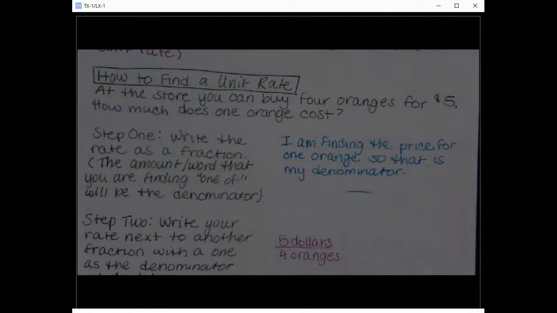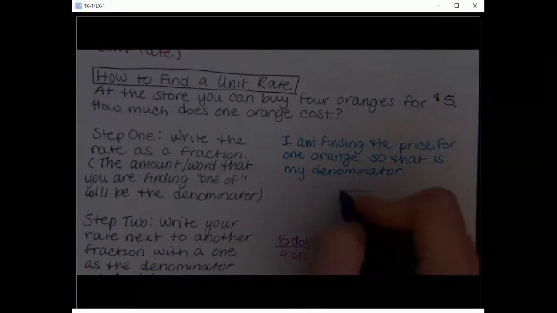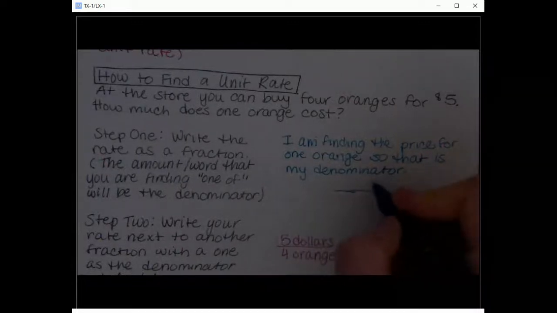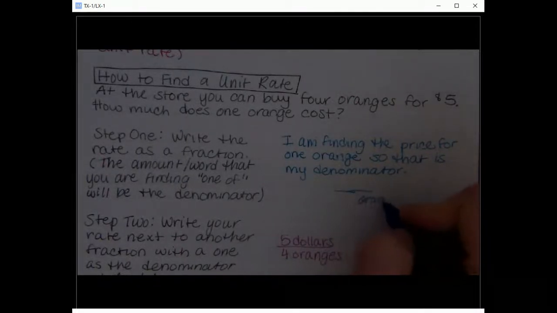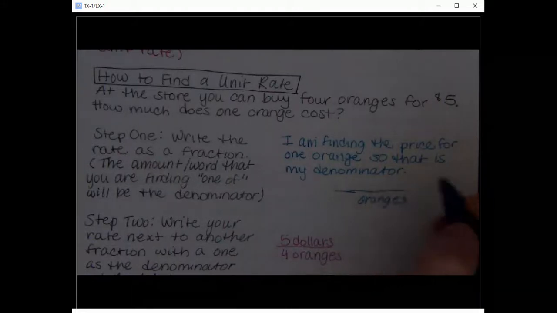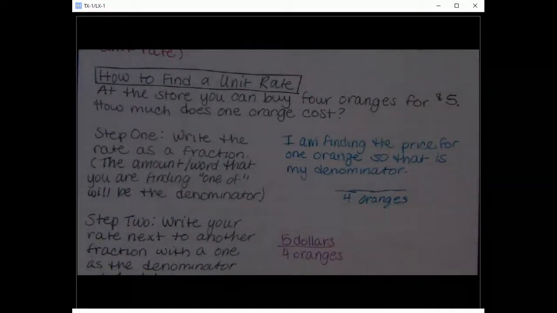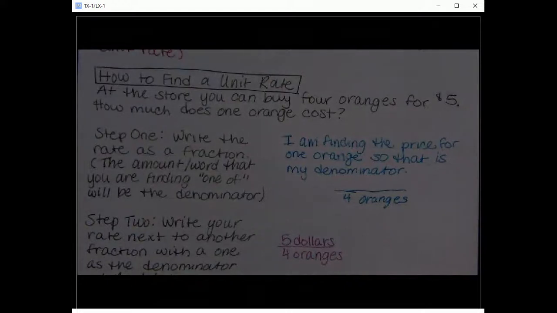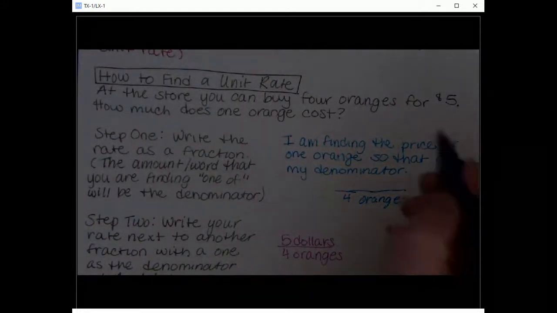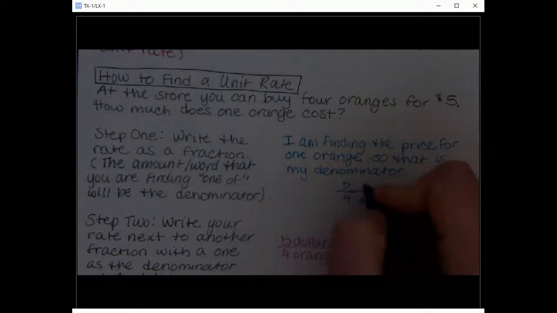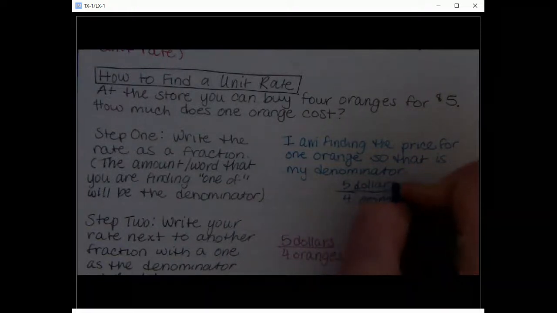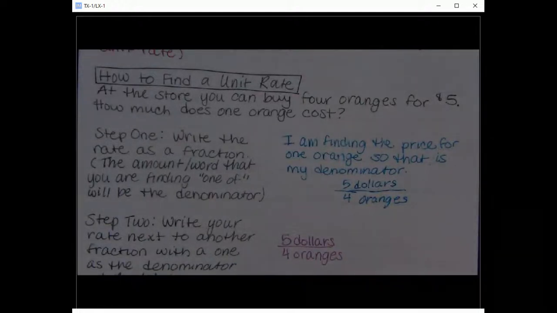The amount or the word that you're finding the one of will be the denominator. So in this case, we want to find the amount for 1 orange. So I'm going to use oranges as my label for the denominator. And my problem said that there's 4 of them, so I'm going to put 4 oranges as my denominator. The numerator is going to be the other information that I know, which is that it cost $5. And there we go. So I have my rate.